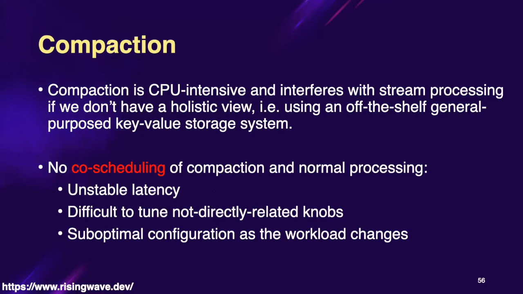Yep. So if we don't have a holistic view, then we don't really have the co-scheduling opportunity of compaction and the normal stream processing, right? And this would lead to unstable latency. And normally people will try to tune some of the knobs to alleviate this interference problem. But the issue is that the general purpose key value system does not really expose knobs directly for this problem, right? People just kind of try to work around it. And also, let's say you find a very good configuration, but as the workload changes, you may be stuck with a suboptimal one again.